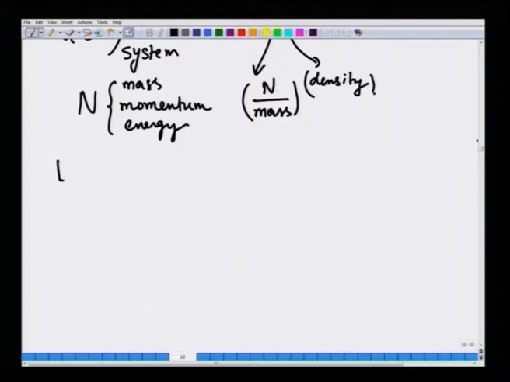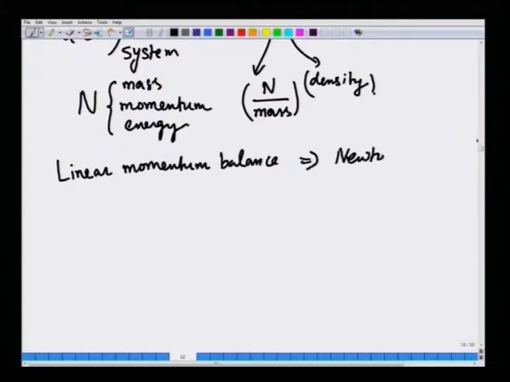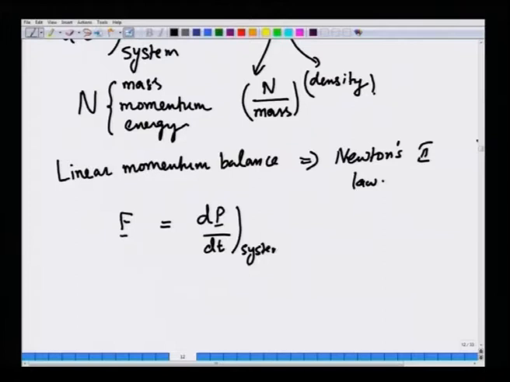Now, the linear momentum balance is essentially Newton's second law of motion applied to the system. Newton's second law says that the rate of change of momentum in the system is equal to the sum of all external forces acting on the system. Sum of all external forces acting on the system.